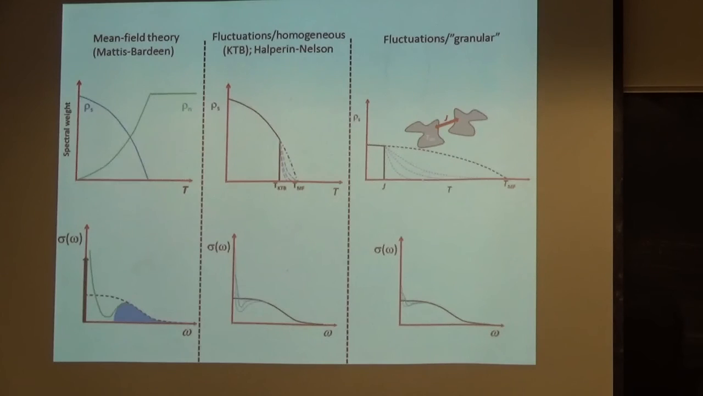Mm-hmm. And can you, in the insulating state of a granular system, detect the current of Cooper pairs between neighboring grains? Let's assume you are staying in the non-superconducting state, so there's no phase coherence between grains. There's still a current of Cooper pairs between grains. Can you detect that contribution?